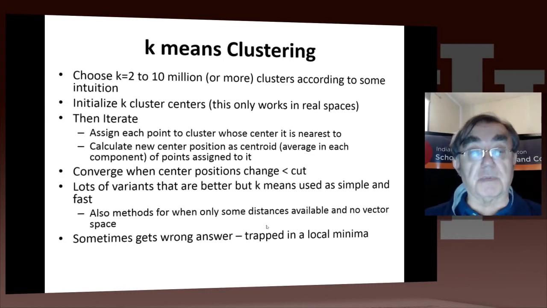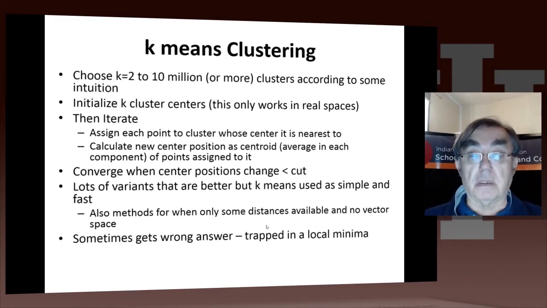Then given cluster centers, we go through an iteration. We take all the points and all the centers and assign each point to the cluster whose center is nearest to the point. And then we have an assignment of points to clusters, and we just calculate the center of the cluster as the centroid, namely the average in each component of the points assigned to it. So that's a very natural thing to do. And now we have a new set of centers. We have the same points we had before, and we just keep on iterating this process of assigning points to centers, calculating new centers, until some criteria for stopping is met.